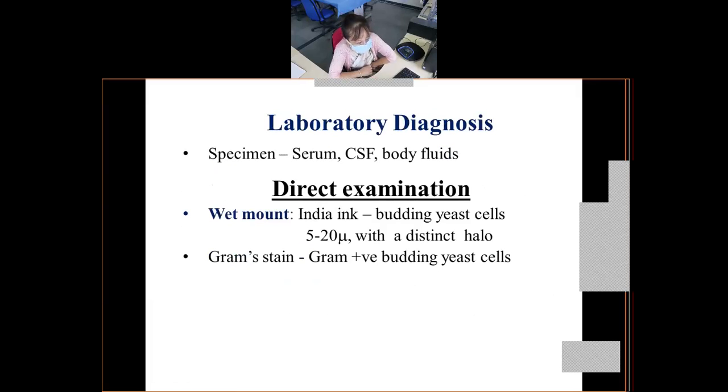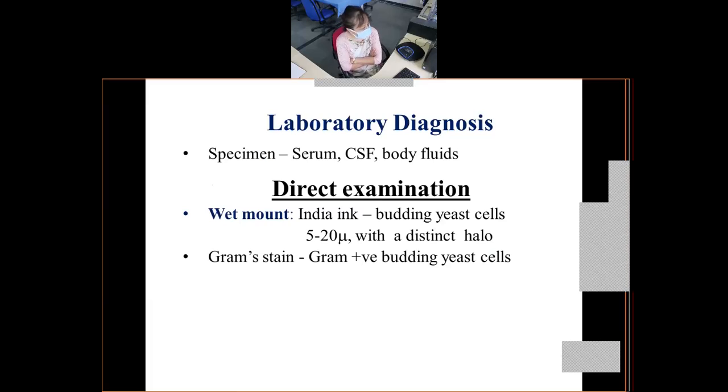Depending on the site which it affects, you can take serum, CSF, more relevant when you're talking about meningitis, or certain body fluids: pleural fluid, or pericardial fluid if it affects the heart. So depending on the clinical manifestations, you have to take the relevant clinical samples.